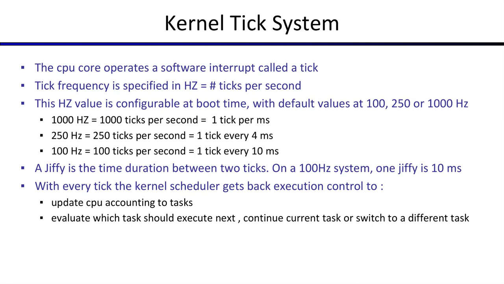Now, that means every millisecond the kernel gets back, through the software interrupt, the ability to manage decisions on which process to run. A 250 hertz system does 250 ticks per second, which is one tick every 4 milliseconds. Now, which one will your system actually run?